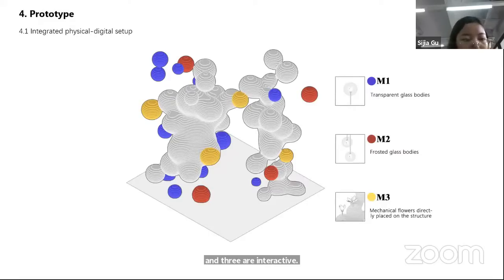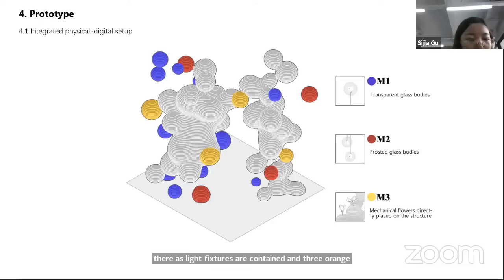M1 are transparent glass bodies, which contain mechanic flowers used to express the other 6 emotions. M2 are frosted glass bodies in which mechanic flowers that serve as light fixtures are contained. M3 are interactive mechanic flowers placed directly on the structure, which are used to express one's dominant emotion. Through the arrangement of the glass body, interactive mechanic flowers are distinguished from others.